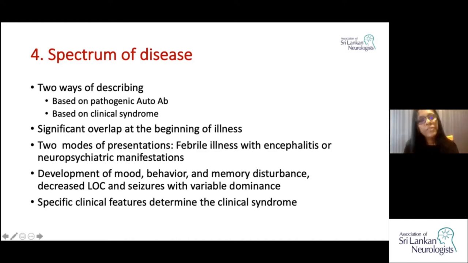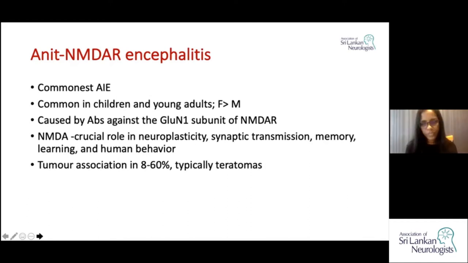Okay, so let's try to understand the two most common autoimmune encephalitis conditions. The commonest autoimmune encephalitis is anti-NMDAR receptor encephalitis, and this is the most widely described, and therefore, obviously, our understanding is greater about this encephalitis. This tends to occur at a younger age, basically in those less than 45 years old. And within that, it's more common in children and in young adults. And of course, it has a very clear female predominance. It's almost like a 4-to-1 ratio of increased presentation in females.